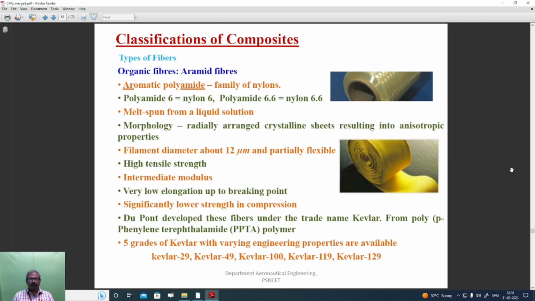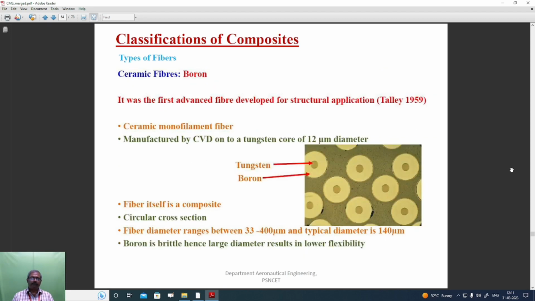DuPont developed these fibers under the trade name Kevlar from polyphenylene terephthalate polymer. Five grades of Kevlar with varying engineering properties are available: Kevlar 29, Kevlar 49, Kevlar 100, Kevlar 119 and Kevlar 129. They have different engineering properties. Then ceramic fibers.